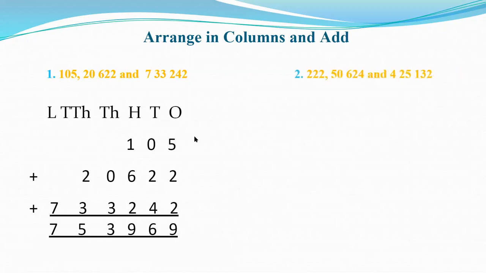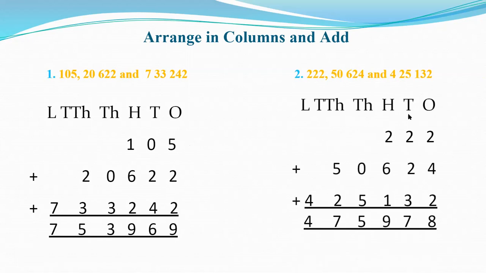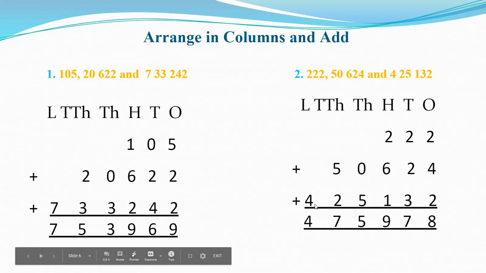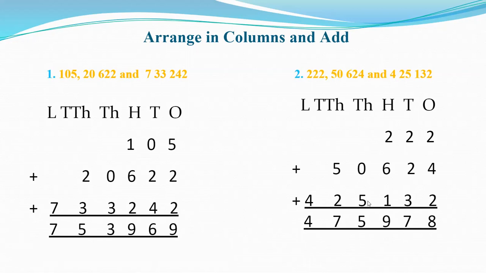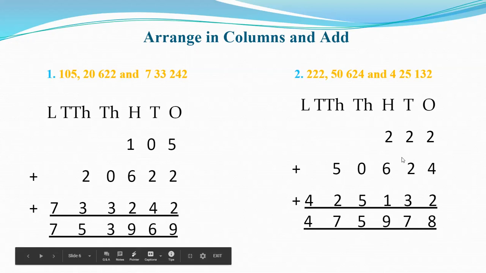One more example is there. I'll show you. Look here. These 3 numbers are there. How do we add them? On the top, the same: ones, tens, hundreds, thousands, ten thousands, lakh. First number is 222. Next number is 50,624. And the third one is 4,25,132. First of all, we will add the ones, then tens, hundreds, thousands, ten thousands, lakh.